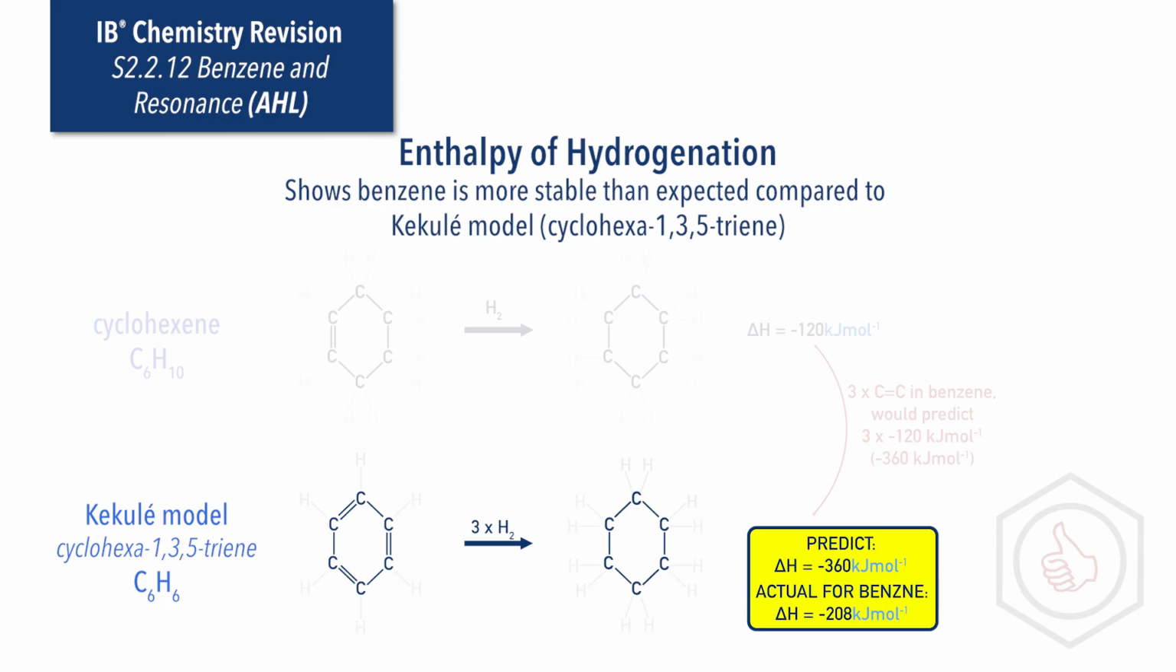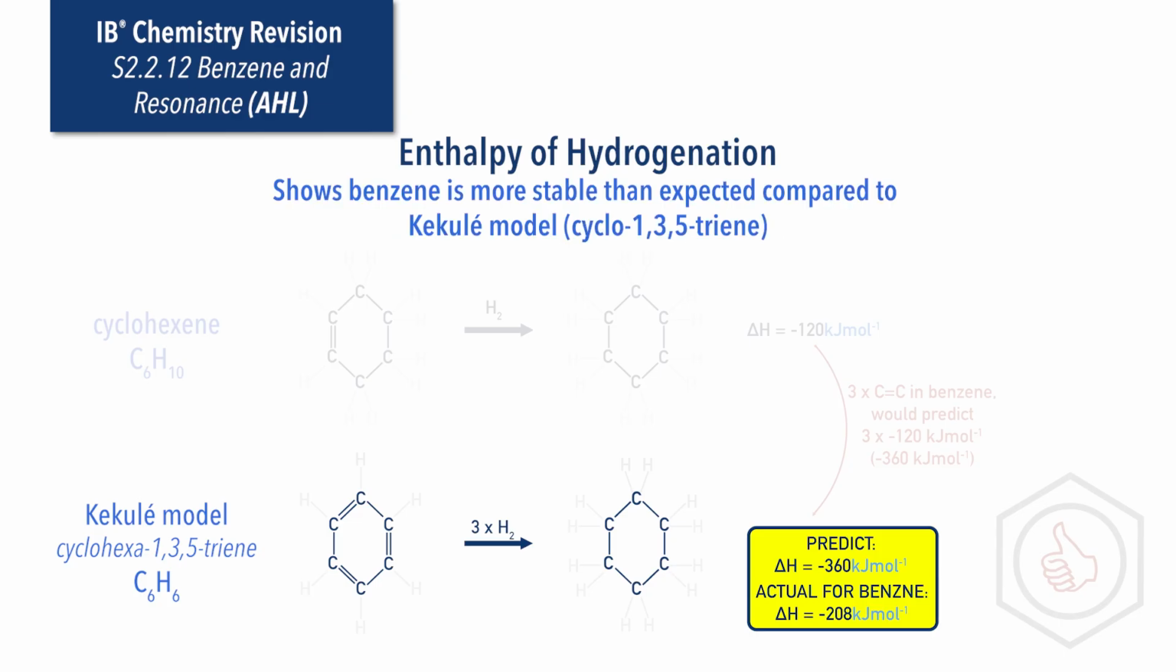The fact less energy gets released when cyclohexane is formed from benzene means that benzene must be lower in energy and more stable than we predicted in the first place. And this is explained due to delocalization energy.